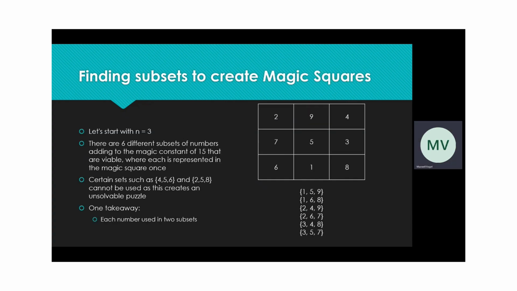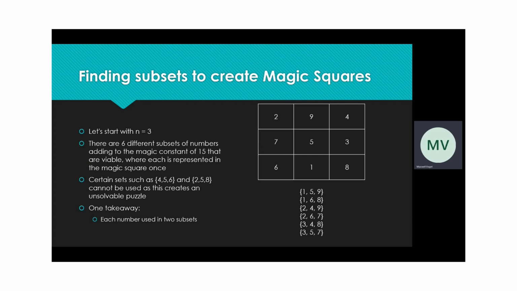Another analysis that you can do when looking into magic squares is to determine what are all the different subsets of numbers that you can use to create a specific magic square. Starting with n equals 3, we can see on the right-hand side that there's 6 different subsets that can be used to add up to the magic constant of 15.